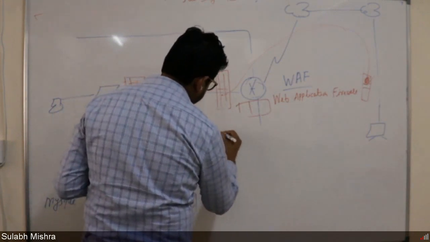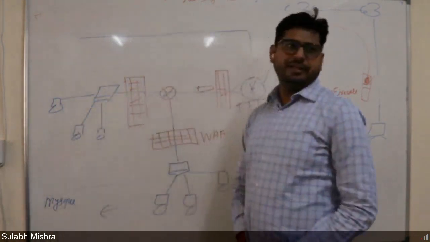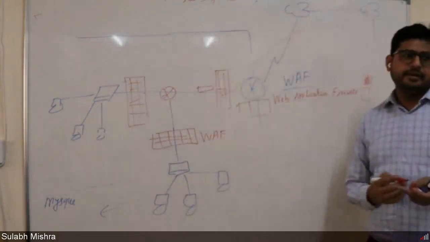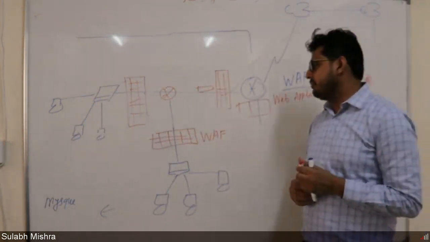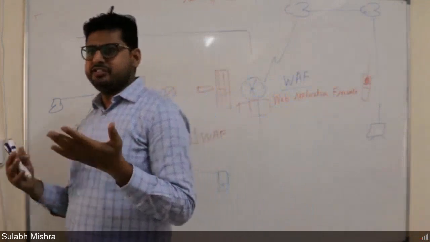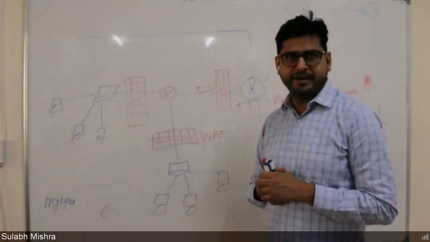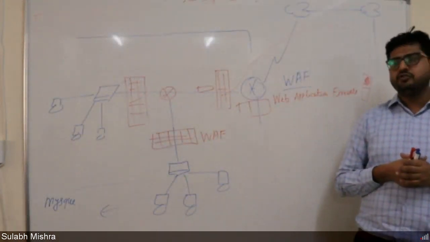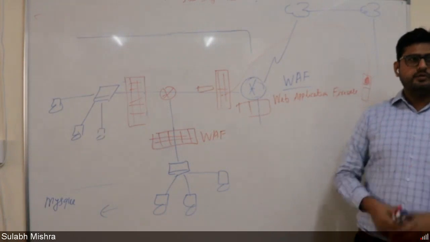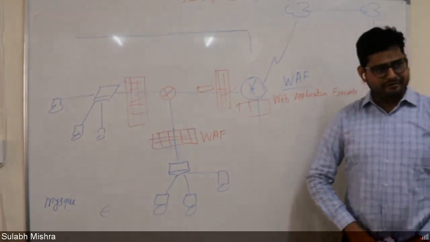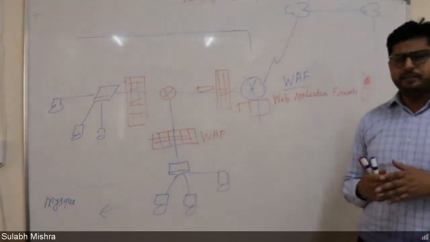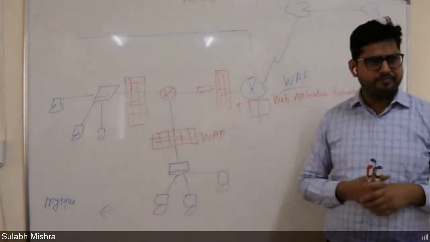So similar to a firewall, let's say you have bought the WAF from Websense. There are various companies which are providing this WAF: Cisco, you have Websense, you have Proofpoint, you have Cisco WSA, Web Security Appliance, you have Blue Coat WAF. So there are many companies from which you can buy a WAF.